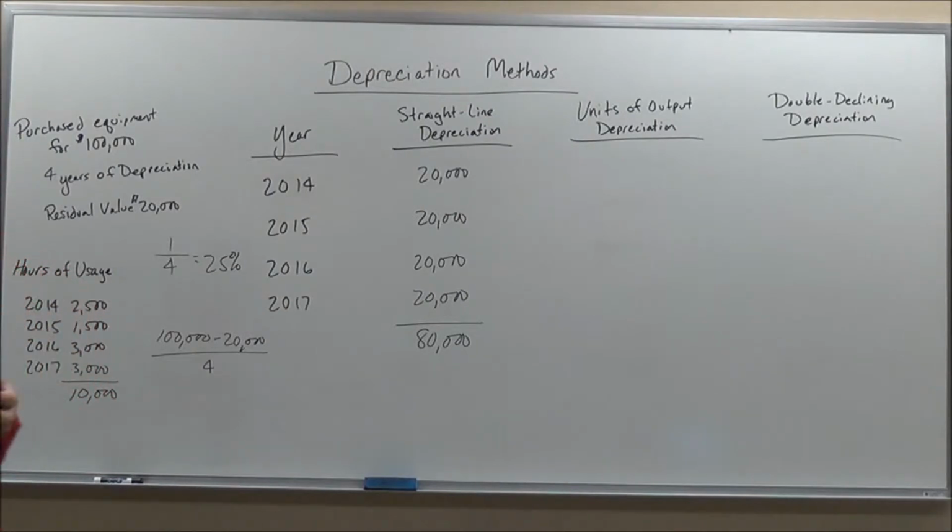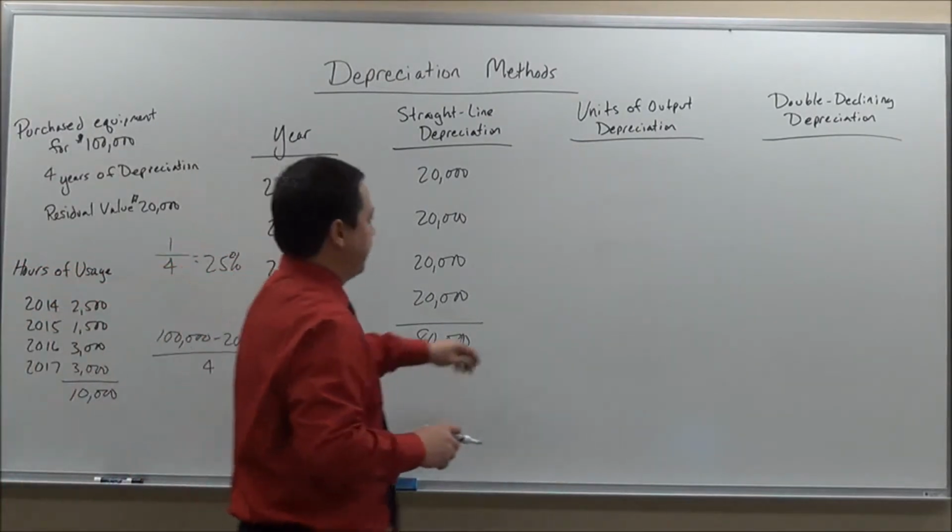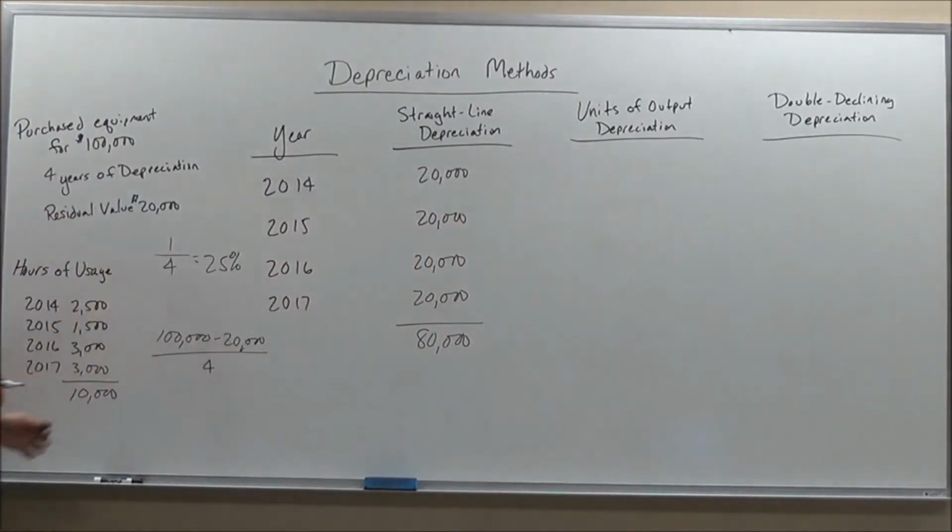Alright, so now let's compute the units of output depreciation. Now as you can see, there are different amounts for each of those years. We start off with 2,500 and then go to 1,500, then 3,000 and 3,000 for the last 2 years.